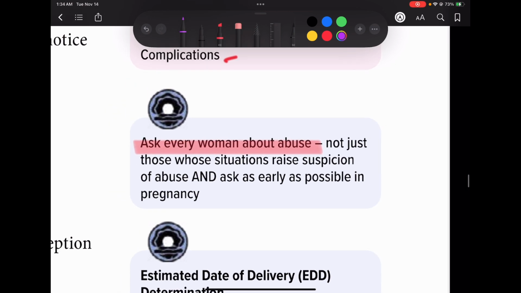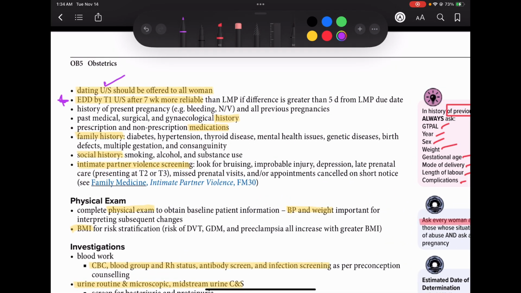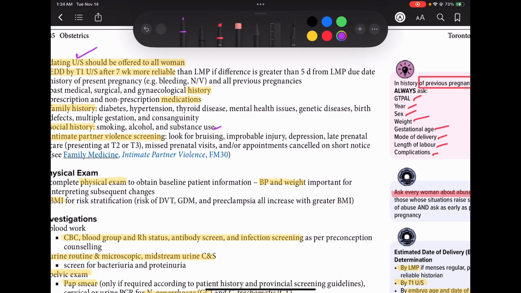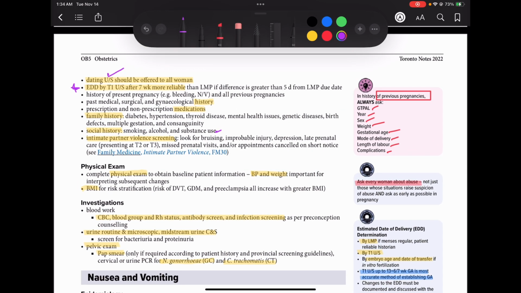Ask every woman about abuse, not just those whose situations raise suspicion of abuse, and ask as early as possible in pregnancy. So we have to ask about intimate partner violence, and that could be indicated if you see any bruising on the lady, any improbable injury, depression, late prenatal care, where they just present in second or third trimester, they're not coming in the first trimester, and they miss their prenatal visits or appointments, or they cancel them. So we have to screen for intimate partner violence.